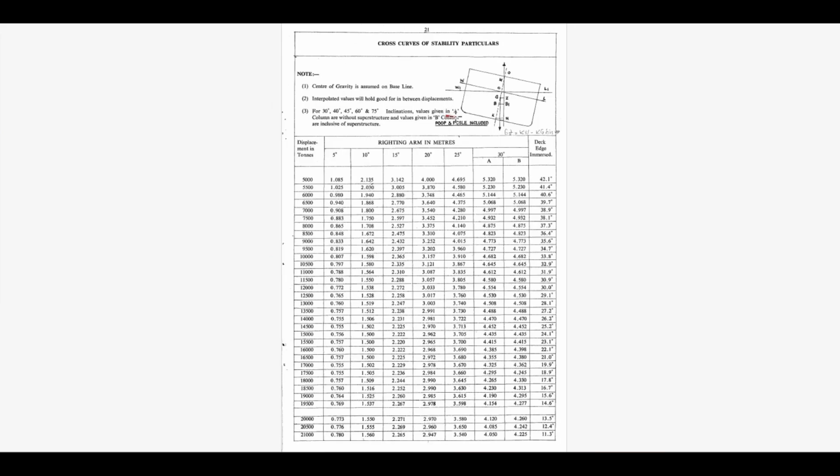Now here they have mentioned for column A, that is the Kn value without the superstructure, and B is with the superstructure. We want the value of Kn of the ship, because the ship has the superstructure, so in that case we have to take the value of B. Now this difference you will find only after 30 degrees, and even at 30 degrees you will find the same values, but even if it's the same, still you will have to use column B.